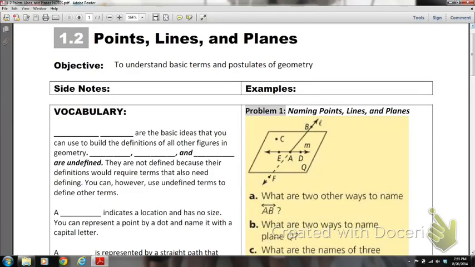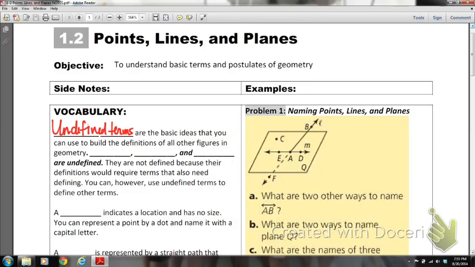Our first lesson is on points, lines, and planes. The objective is to understand the basic terms and postulates of geometry. First definition is undefined terms. And these are the basic ideas that you can use to build the definitions of all other figures in geometry.